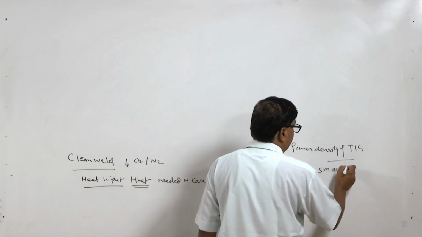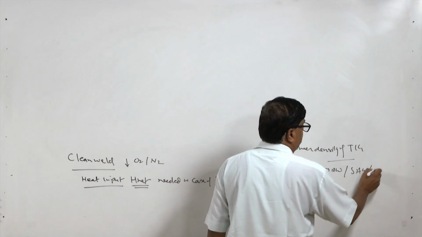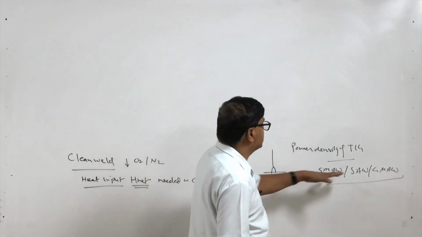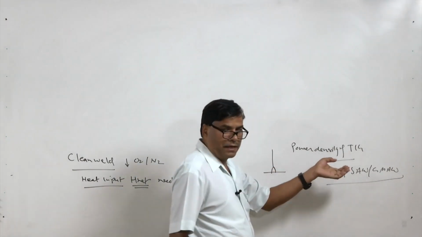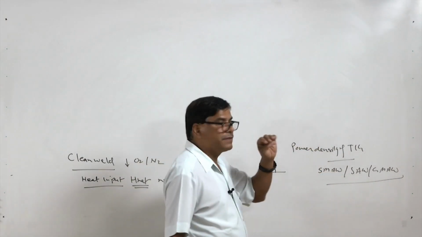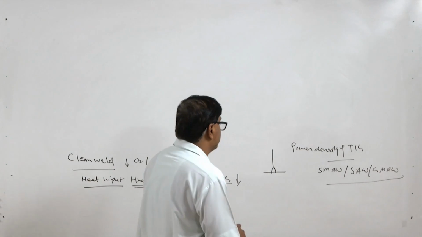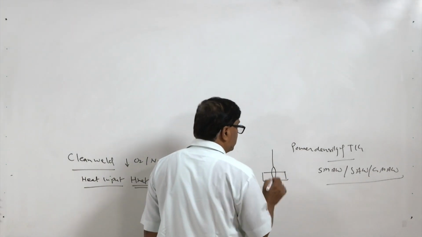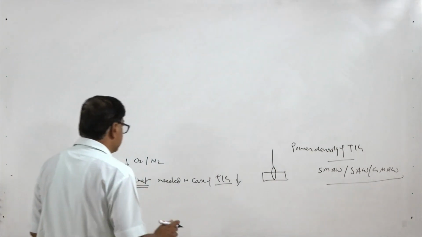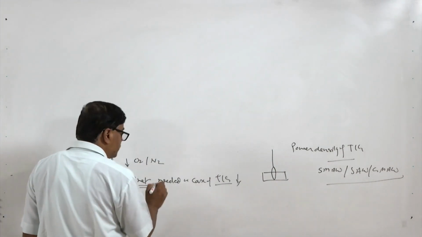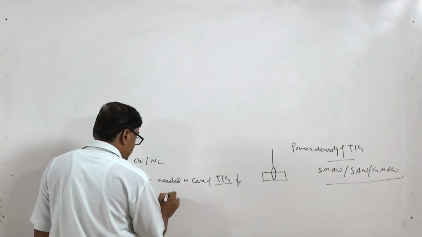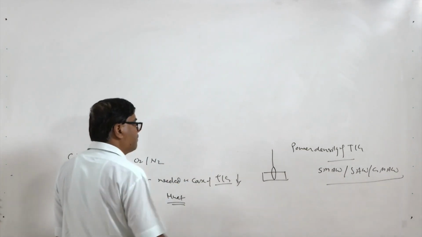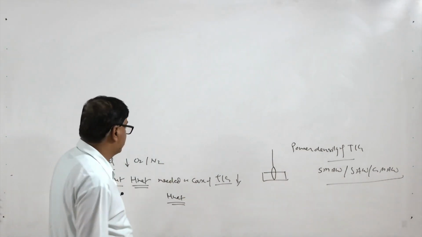SMAW, shielded metal arc welding, SAW, GMAW. So, as compared to these three commonly used arc welding processes, TIG offers the higher power density. So, the amount of heat required for fusion of the given thickness of the plate is less. So, the heat input required by the TIG process is less. So, H net is less, due to the higher power density as compared to the other arc welding processes.